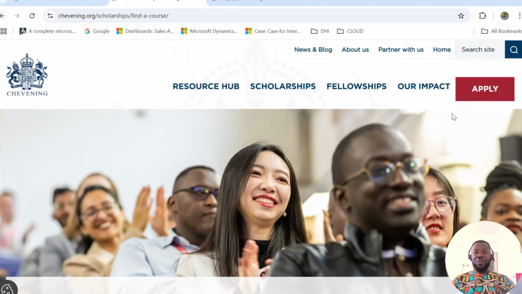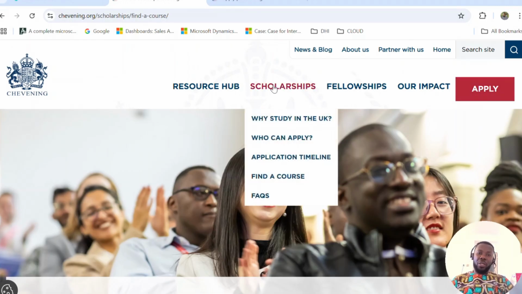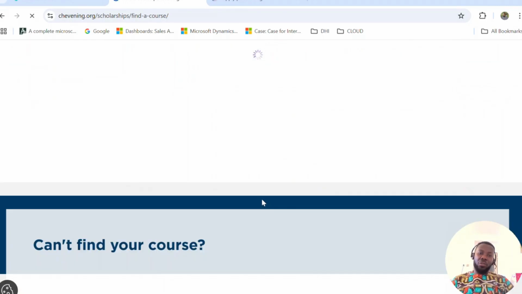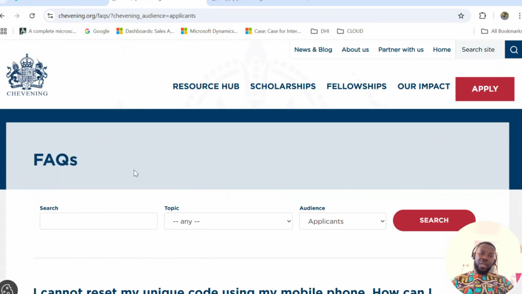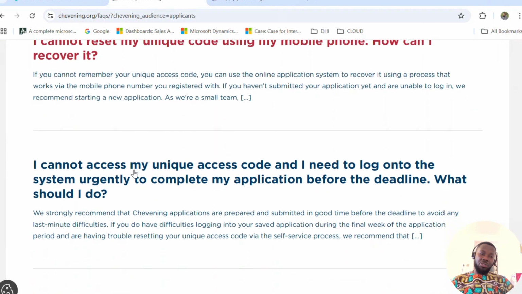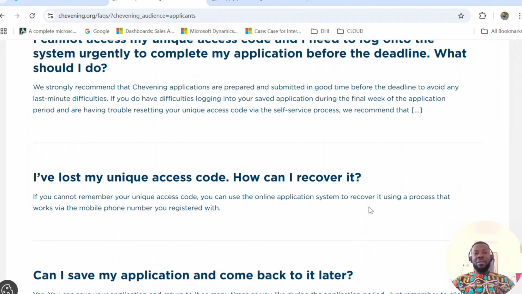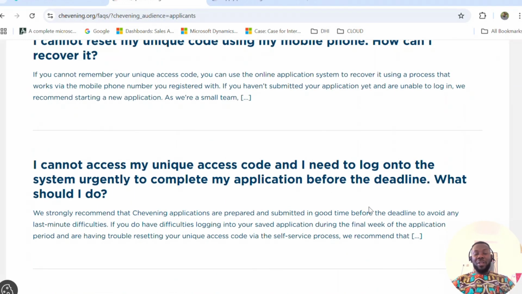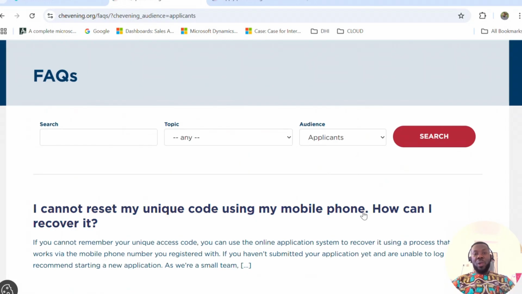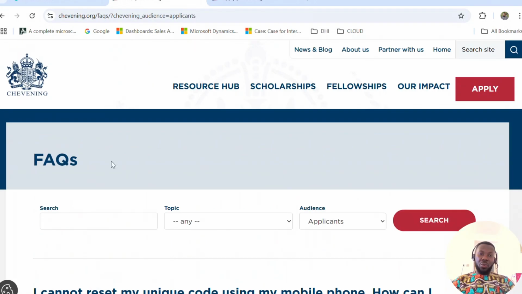Now is the time to go through the application process. Of course, if you have time, you can also go through the frequently asked questions and read more about some questions that might pop up during your application process. For now, I assume that we don't have any question that will warrant us to go through the FAQs. So let me go back here and click on apply.